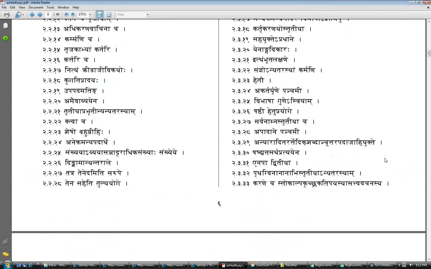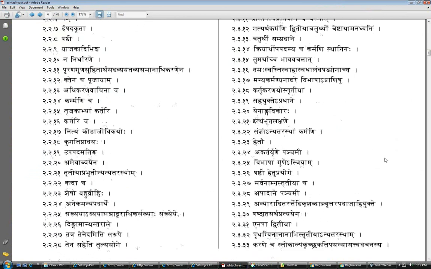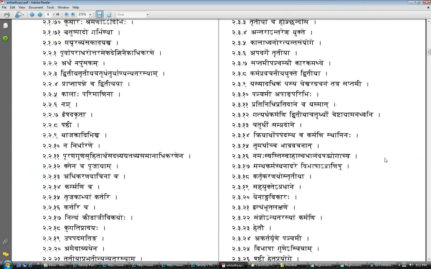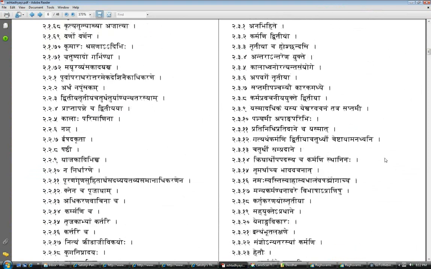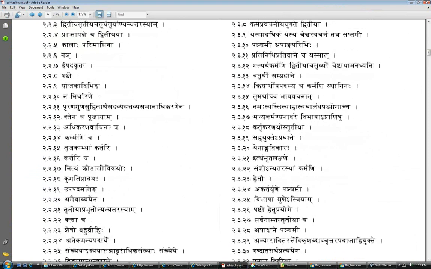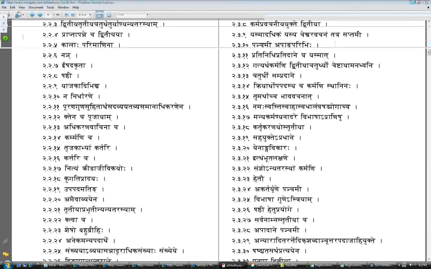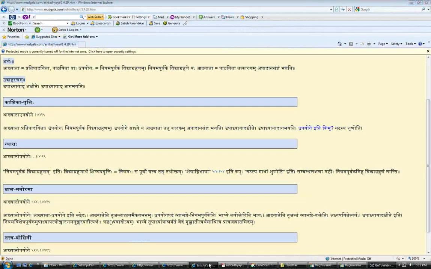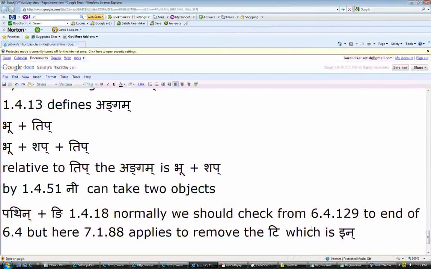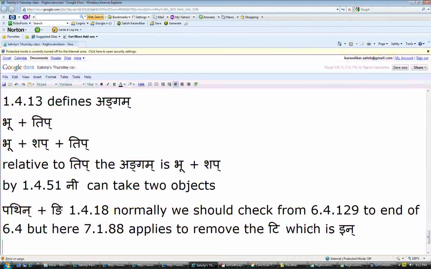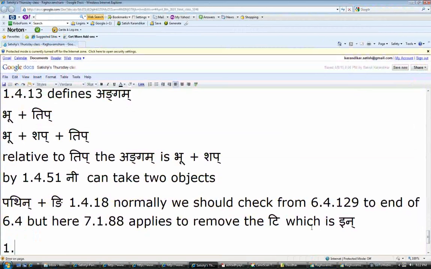So let's see, Panchami. In 2.3, we have to find a sutram which says apadane panchami. So 2.3.28. So by 1.4.29 and 2.3.28, finally, as I mentioned to you, you have to end up in 2.3. So 1.4.29, we got the apadana sanjna, and then we went to the, what is the number again? It was 2.3.